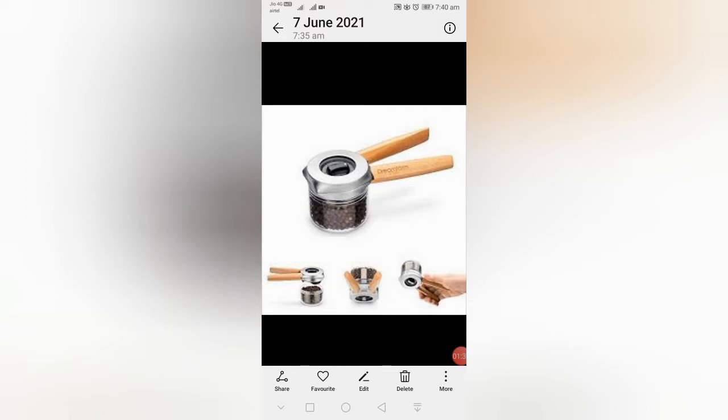This is pepper mill. See, ये काली मिर्च को पीसने के काम आता है, इसलिए इसको pepper mill. Pepper means black pepper or white pepper, whatever peppers we do have. So we can grind peppers. So this is a pepper mill.